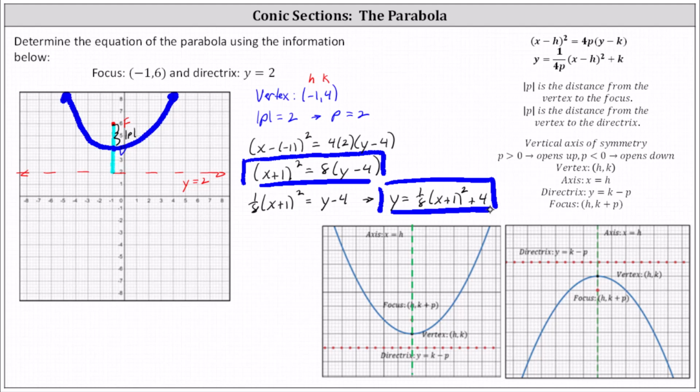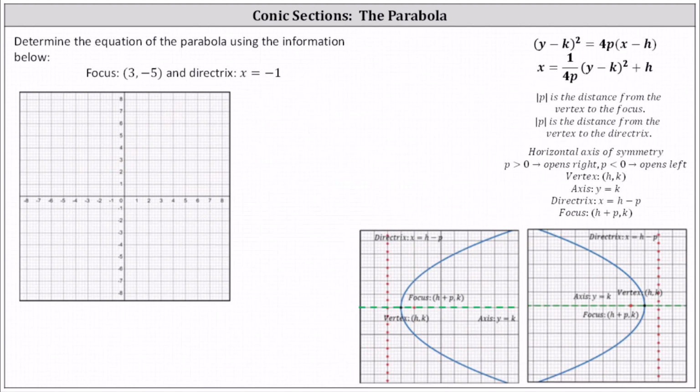Let's look at one more example. For this example, the focus is now (3, -5), and the directrix is a vertical line, x equals -1. Next, we'll sketch a segment perpendicular to the directrix from the directrix to the focus, this segment here. The vertex must be the midpoint, which indicates this point is the vertex, which is the ordered pair (1, -5).